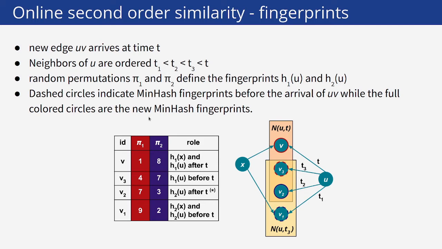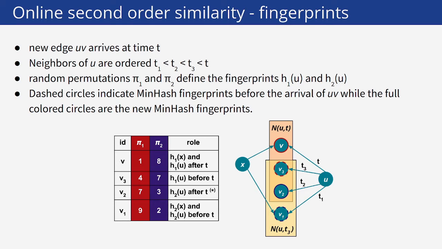For example, after the exclusion of V1, which has the minimum hash value based on the purple hash function, this fingerprint was updated for V2 because in the new neighborhood it has the minimum hash value based on the purple hash function. Similarly, V becomes the new min-hash fingerprint according to the red function.